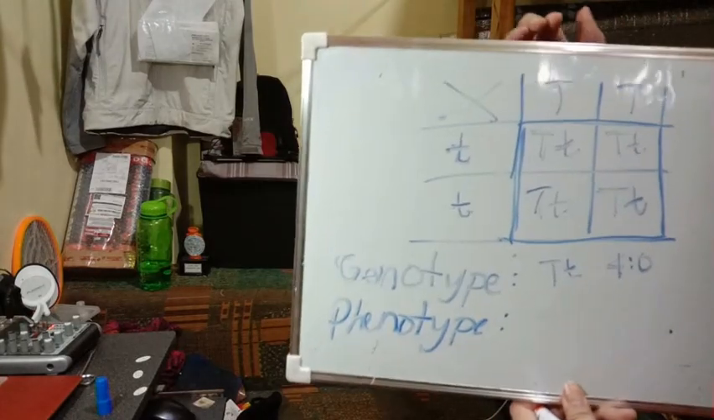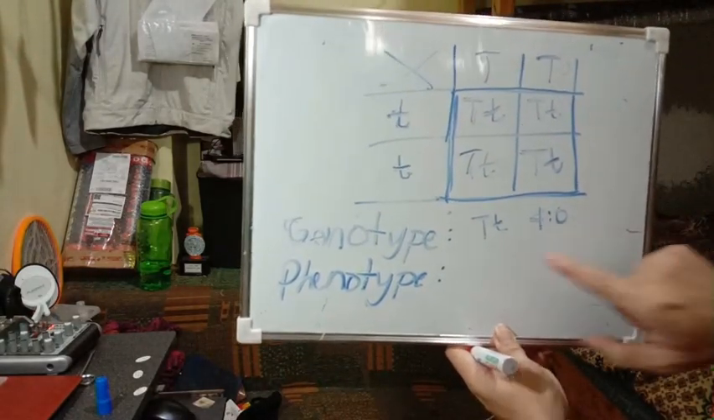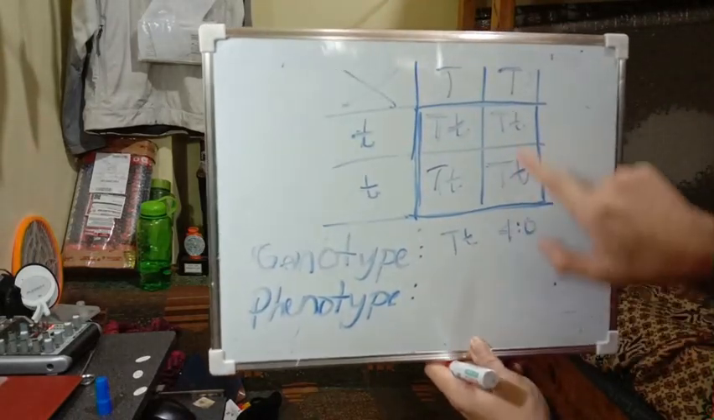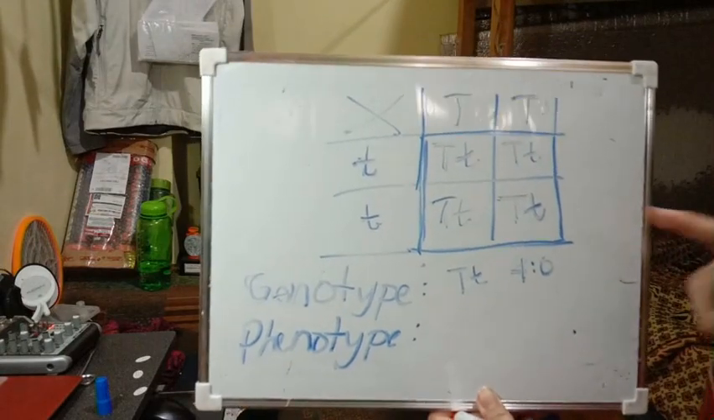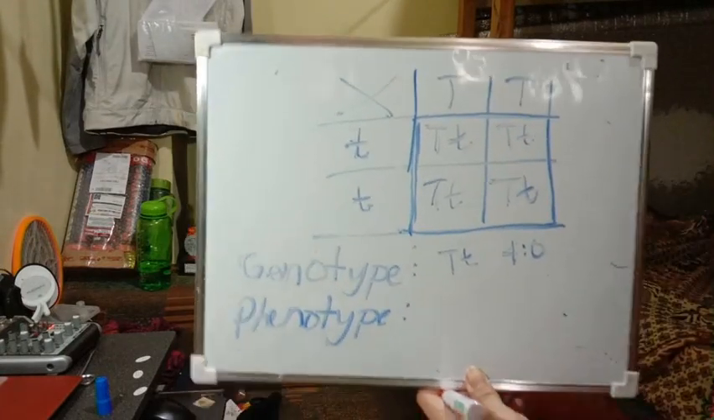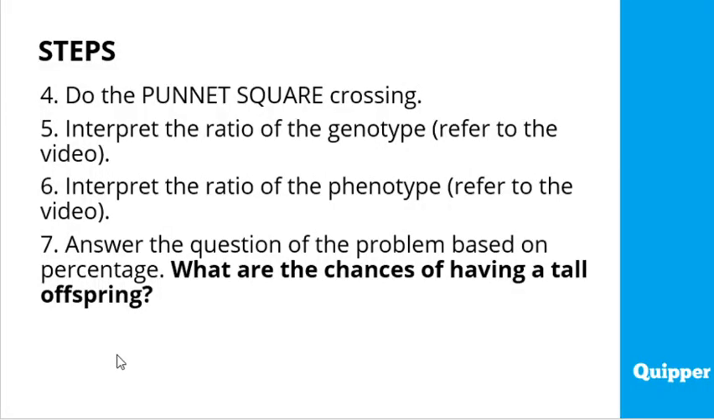Yan lang po ang answer actually doon sa number 5. No? So, yung genotype niya, capital T and small t, kasi yun nga lahat, apat sila na nasa loob. Alright? Na yung answer doon. Let's go now and interpret this time. No? Sabi dito sa number 6, interpret the ratio of the phenotype referred to the video.